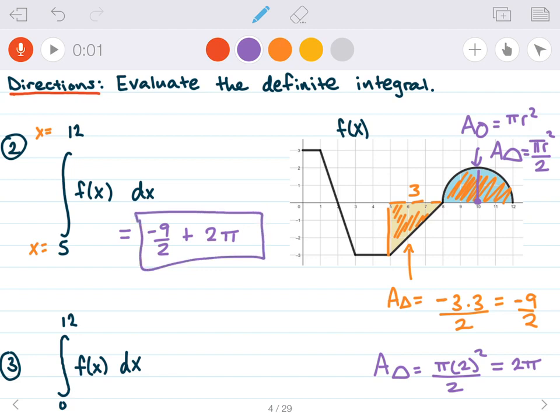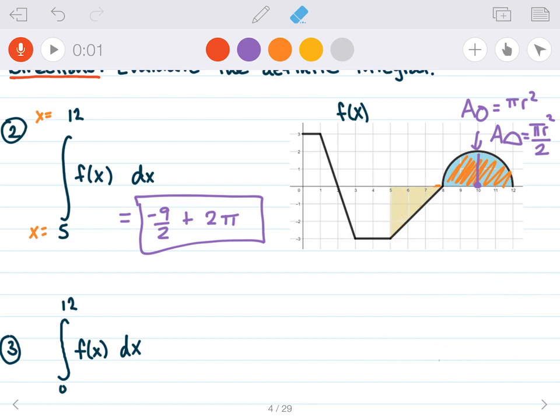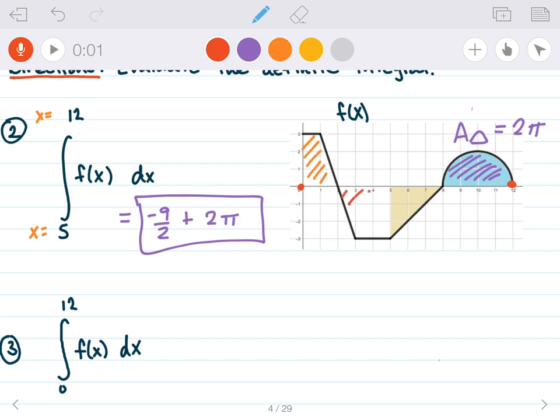All right. Now let's look at the second one. It asks us to find the area from 0 to 12. So let's just go ahead and get rid of some of this. Okay, so this time we're starting at x equals 0, and we're going all the way to x equals 12. We already found the area of this piece; we said it was 2 pi. So now all that's left is this guy and this guy.